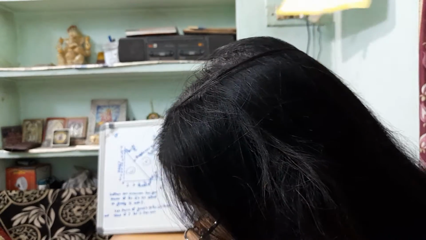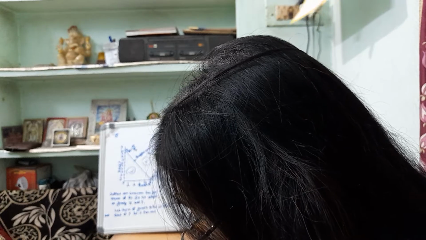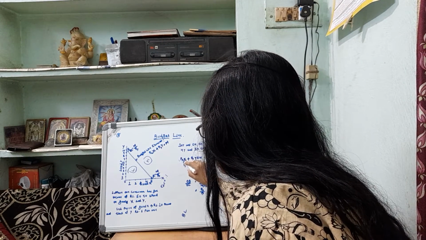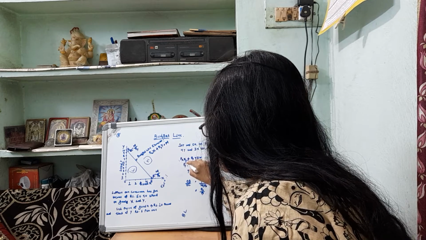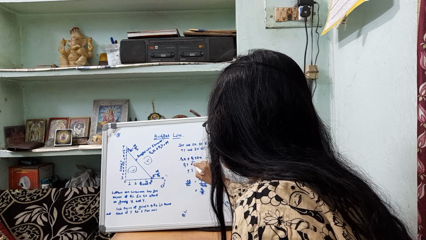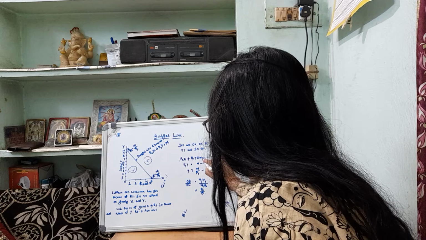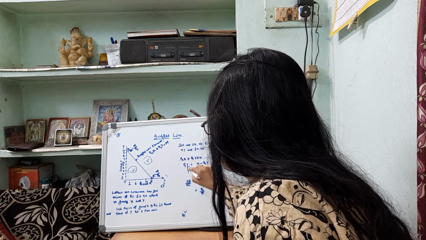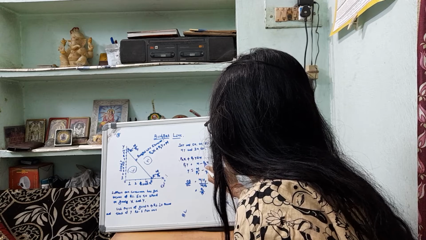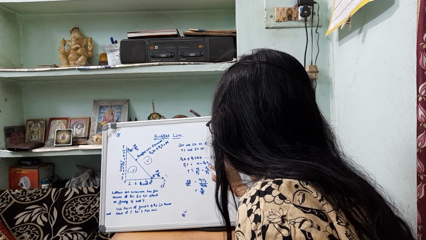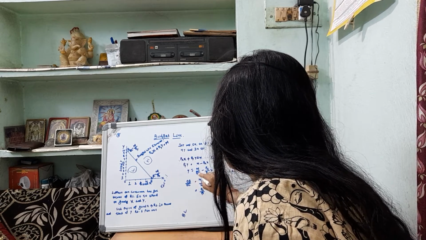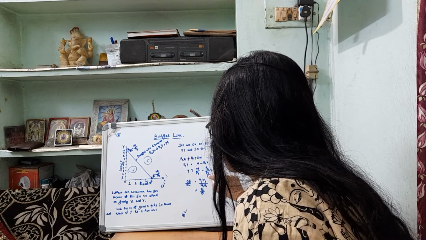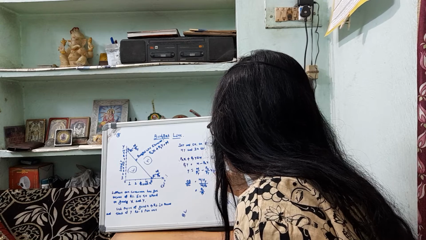The budget line can be written algebraically as follows: Px, that means price of X, into X plus price of Y into Y equals money income M. So Py into Y equals M minus Px into X, and Y equals M by Py minus Px divided by Py into X.